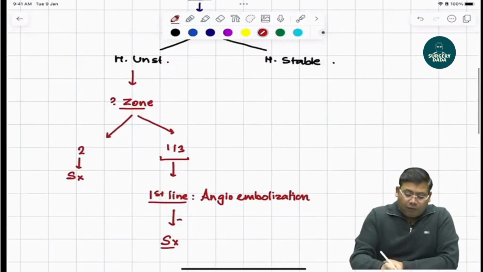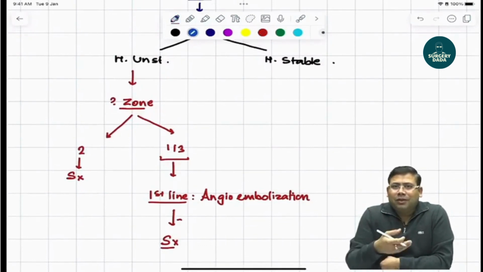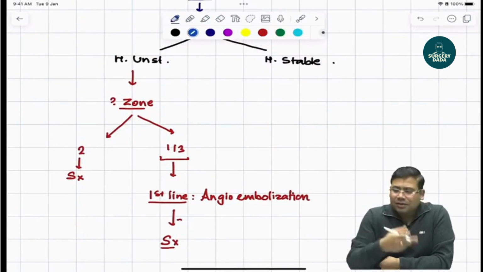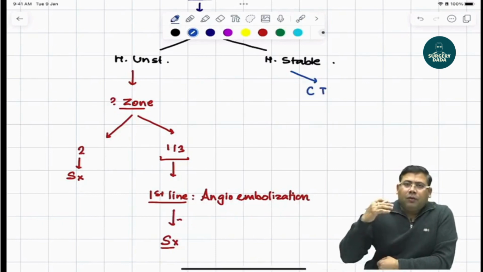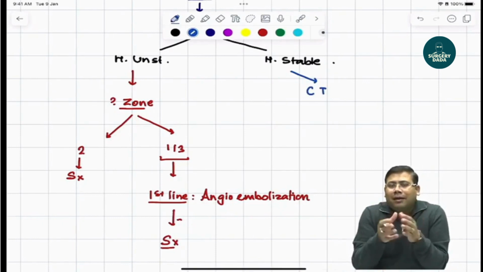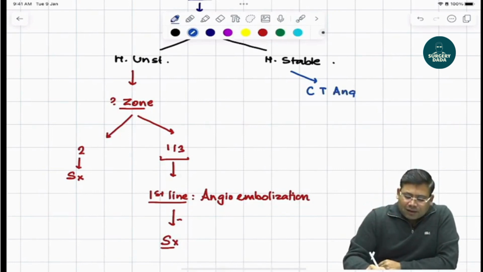Now remember, if you have stable patients, there could be a possibility that there is no injury, or there is a possibility that the injury is there but it is still not evident clinically. So in that case, you will have to just recognize the pattern using a CT scan. Remember, the conventional CT will miss the vessels, and therefore CT angiography is the call. So here we use a no zone approach. So this is what is very important.